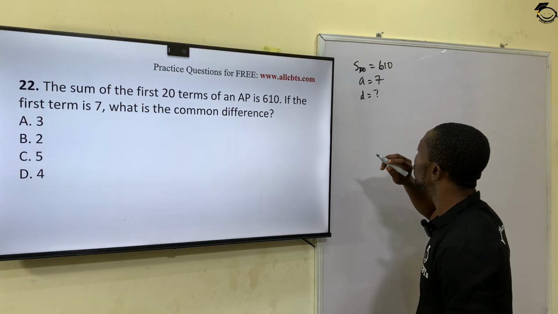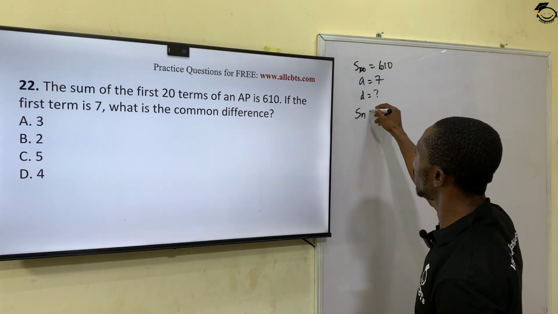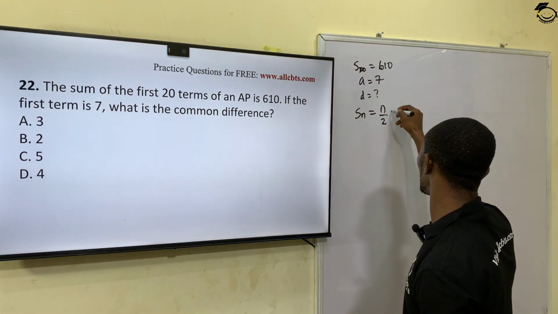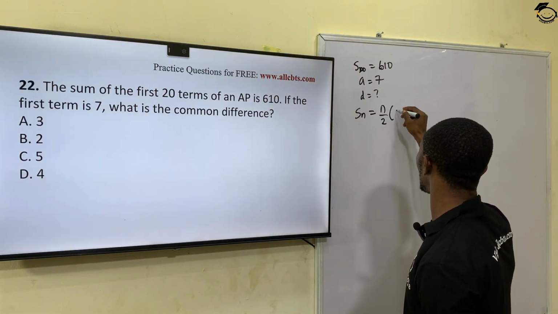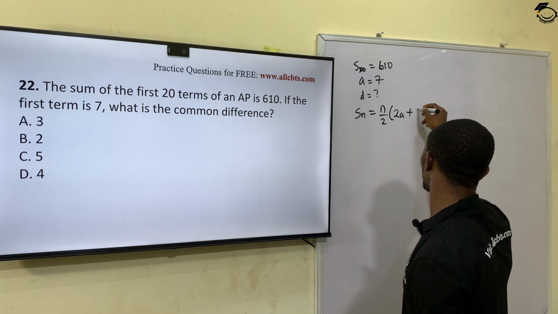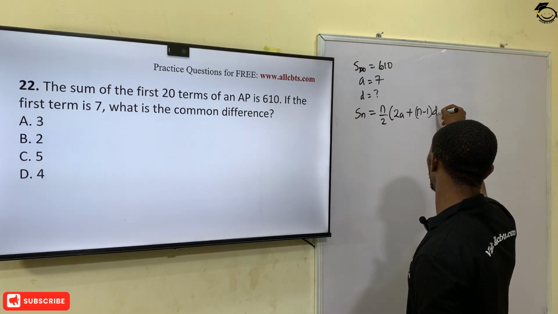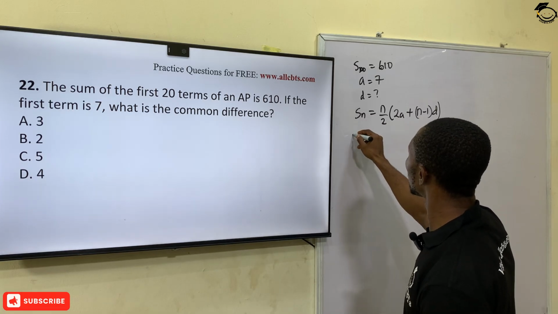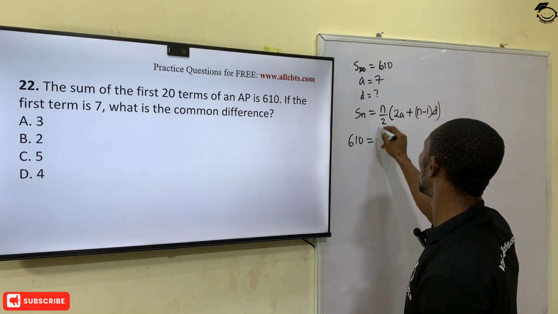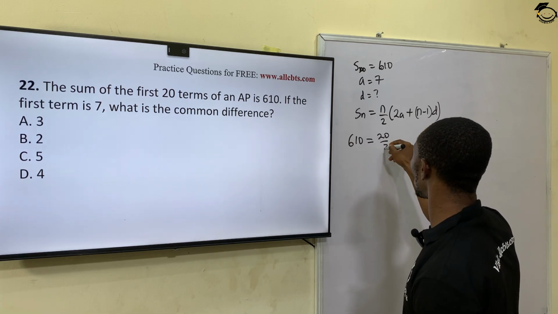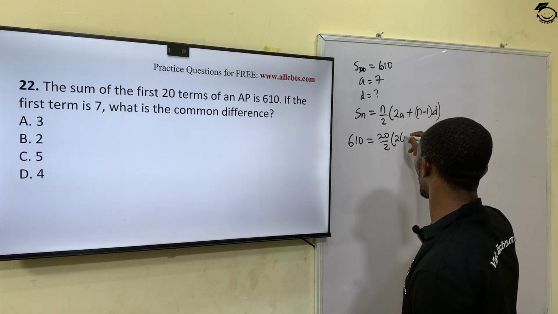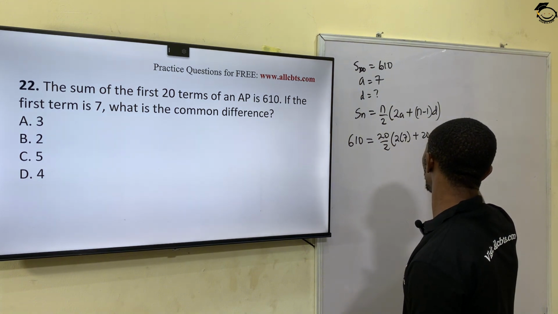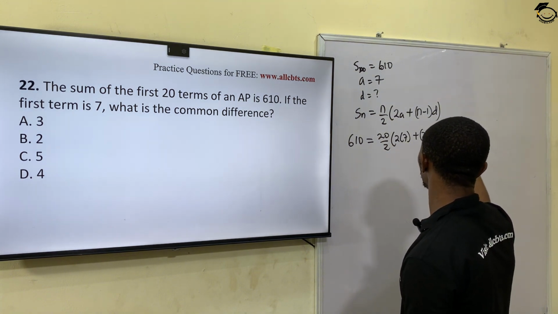And we know that for our sum of terms in an AP, we have it as Sn equals n over 2 brackets 2a plus (n minus 1)d. All right. Now, we've been told that Sn is 610, n is 20 over 2, brackets 2 times 7 as a, plus 20 minus 1 d.